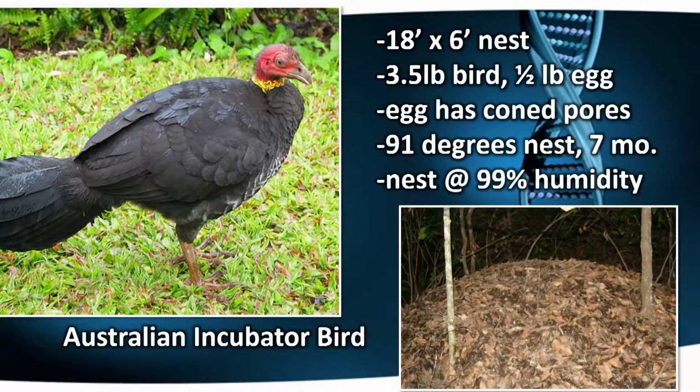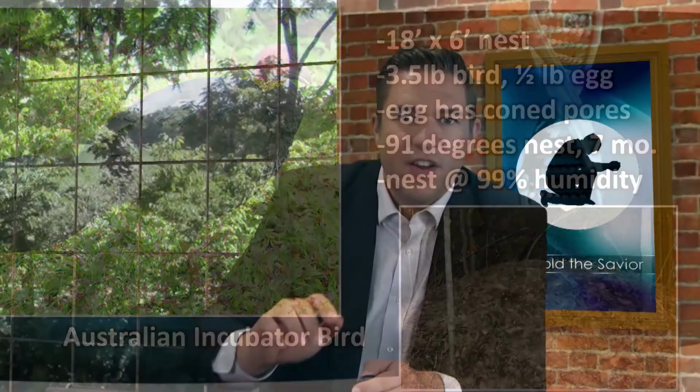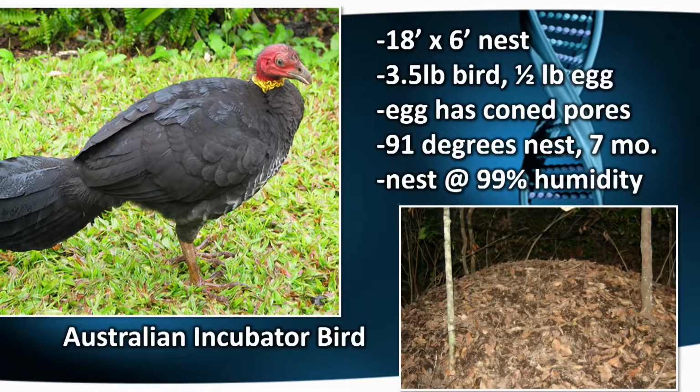It's absolutely fascinating. The bird has to keep the nest at 91 degrees precisely for 7 months. If it varies a degree either way, the incubator bird dies. No more bird, no more turkey, and you have no more creature. The nest has to be kept at 99% humidity.